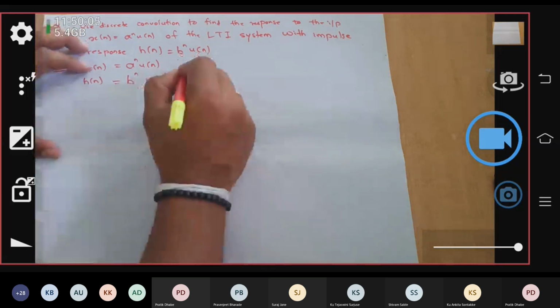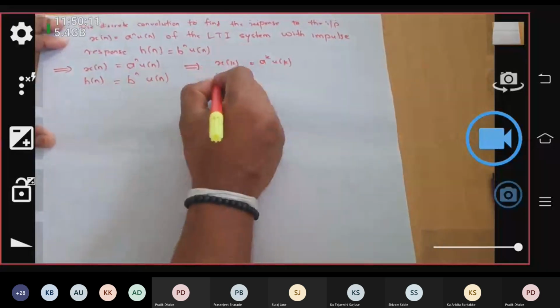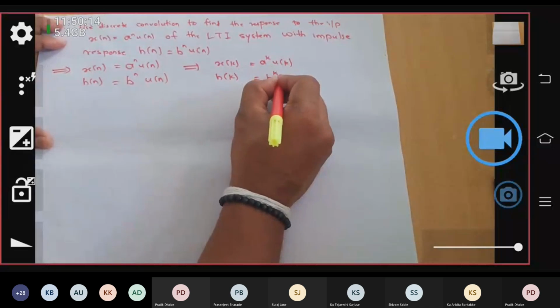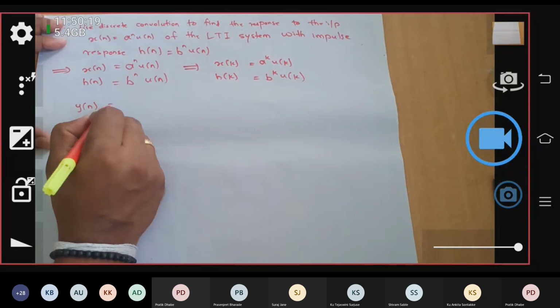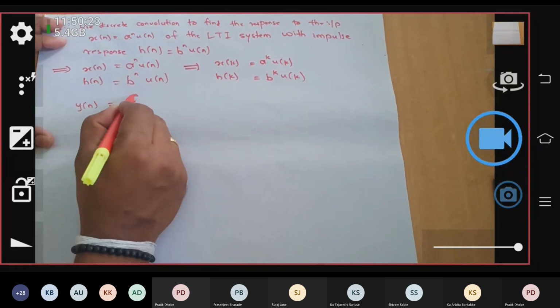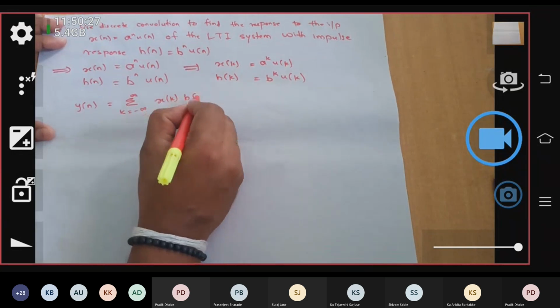Let me solve this. So this is x of k. X of k is a raised to k, u of k. This is h of k. H of k is nothing but b raised to k, u of k. And we know that y of n is summation k from minus infinity to infinity x of k into h of n minus k. This is the convolution formula. Now, what is h of n minus k? It is nothing but wherever there is k, substitute it with n minus k. So you will get b raised to n minus k u of n minus k.